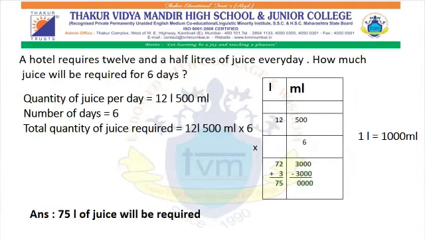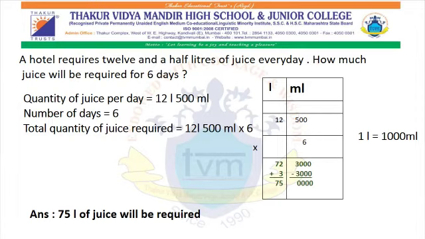A hotel requires 12.5 liters of juice every day. How much juice will be required for 6 days? Quantity of juice per day is 12 liters and 500 milliliters. Number of days you want to find is 6. So the total quantity of juice required for 6 days is 12 liters and 500 milliliters into 6. Now see here. Liters and milliliters again in columns, and then 12 and 500 you are multiplying by 6.